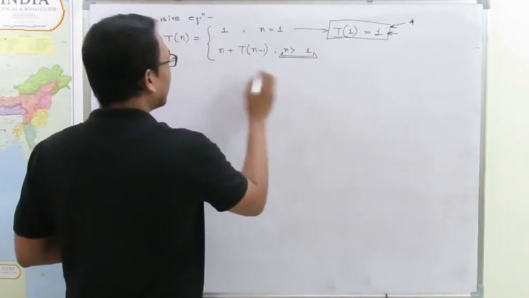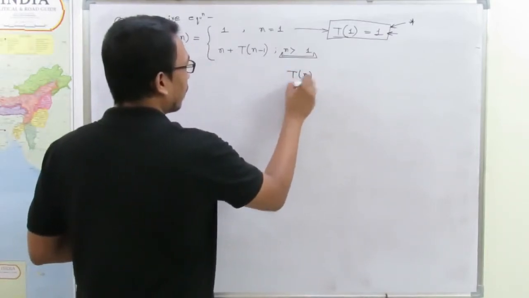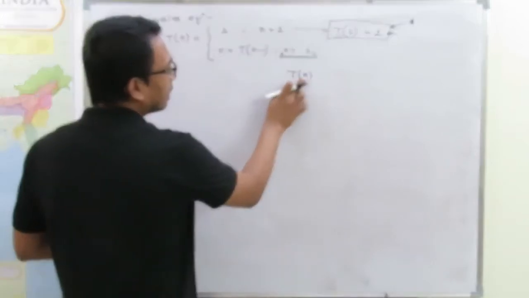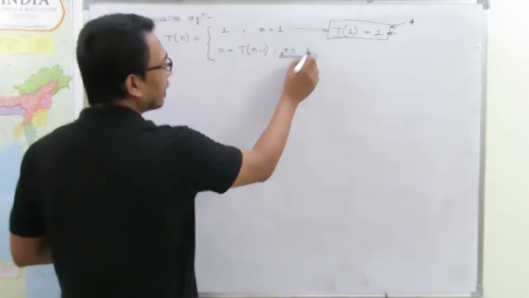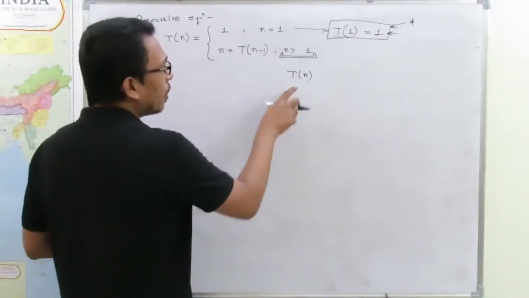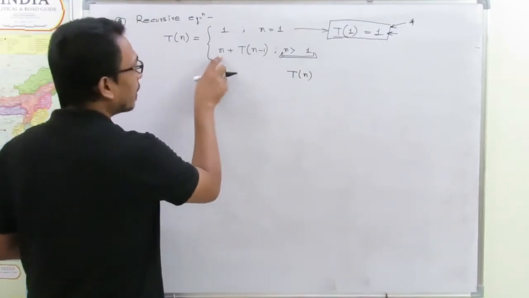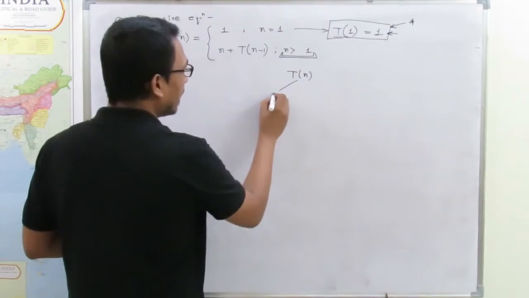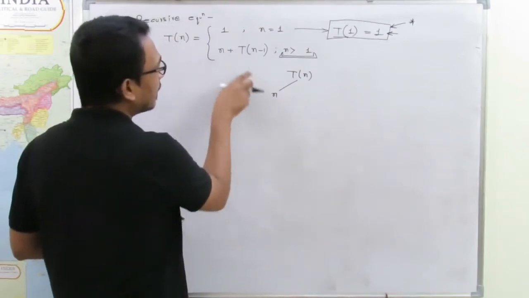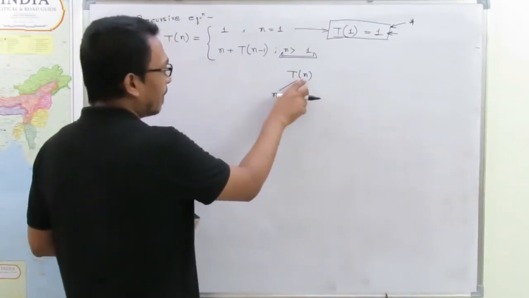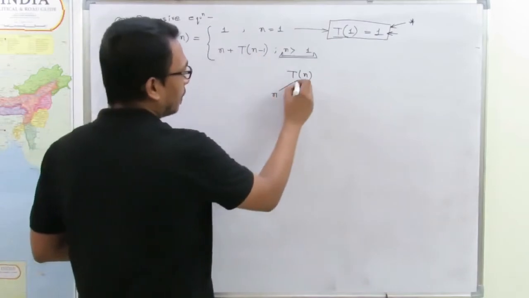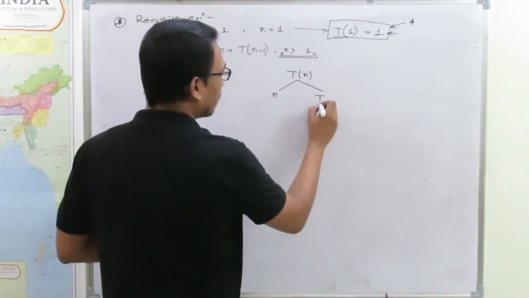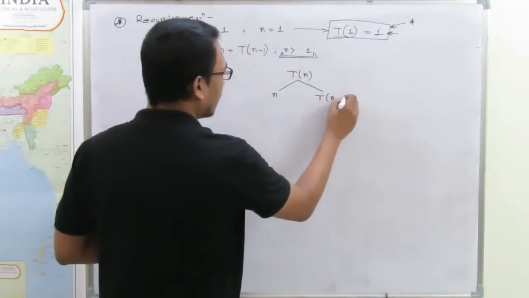So initially the problem is given as T of n. Now this n is greater than 1, so how much do we need to work? We need to spend n amount of time. So we spend n amount of time. After that we can reduce the problem from n input to n minus 1 input. So we are left with n minus 1 input.